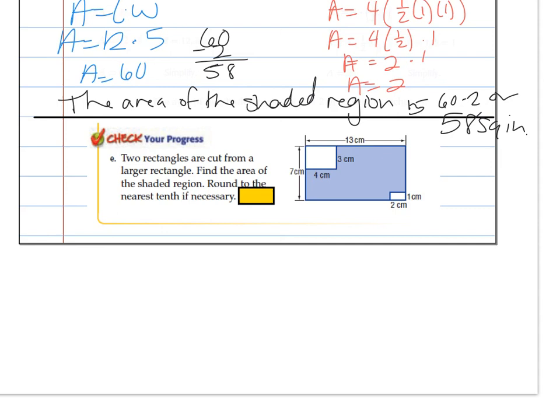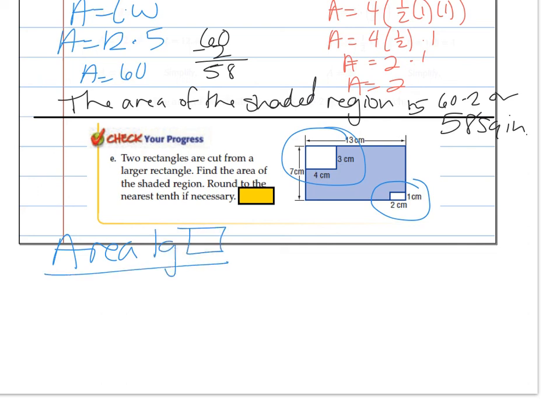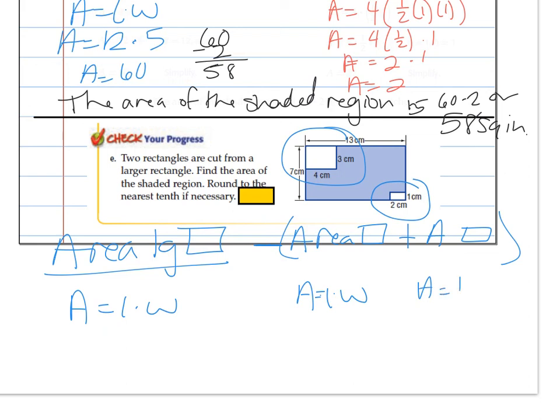Give this one a try and see if you can figure it out. Don't forget that there's a little rectangle down here and a bigger one up there, so you're going to have to find the area of the large rectangle, the shaded part, the whole thing, and then you're going to have to subtract the area of the medium rectangle as well as the area of the smaller rectangle. So whether you add these together first and then subtract is up to you, but you're going to need to do area equals length times width or base times height at least 3 times using different dimensions.